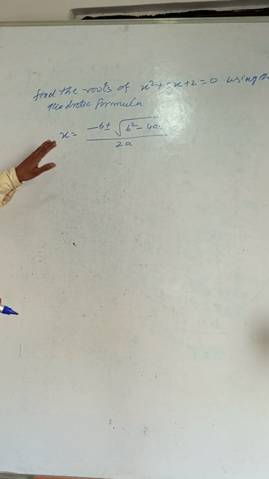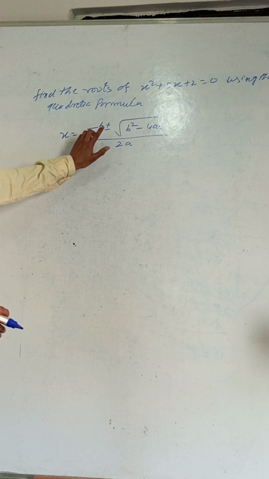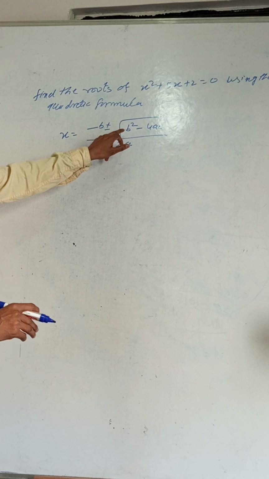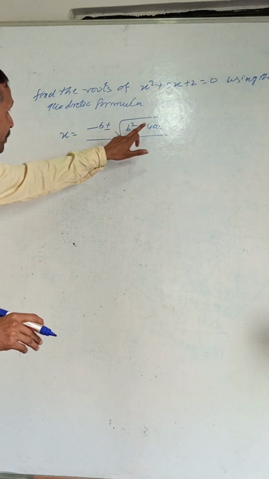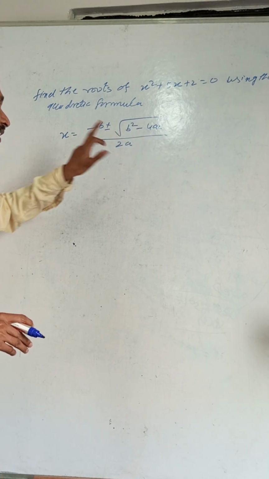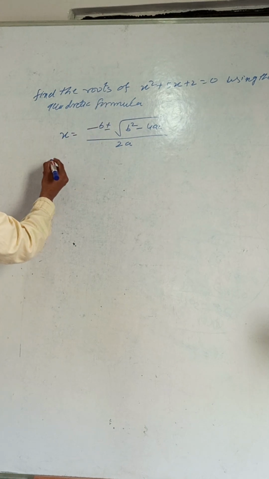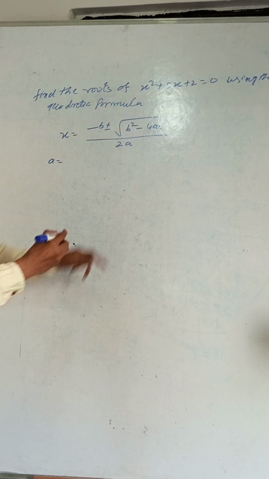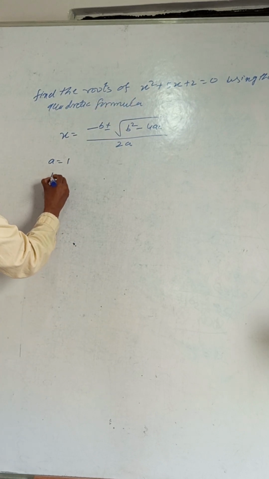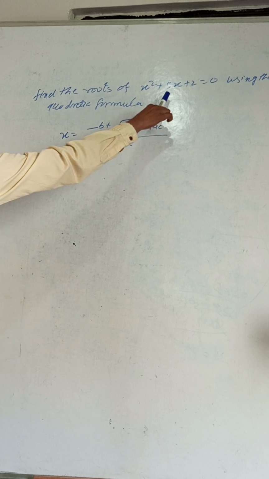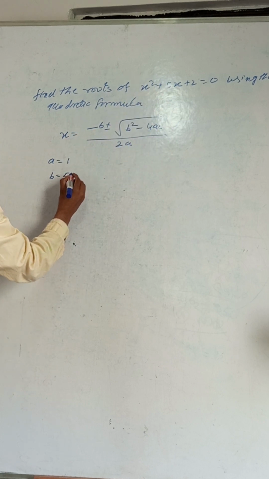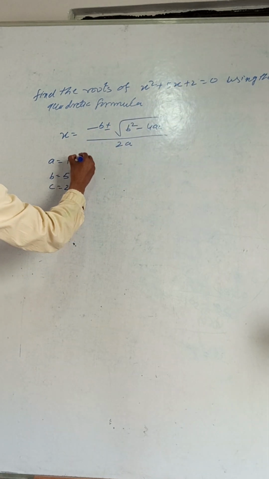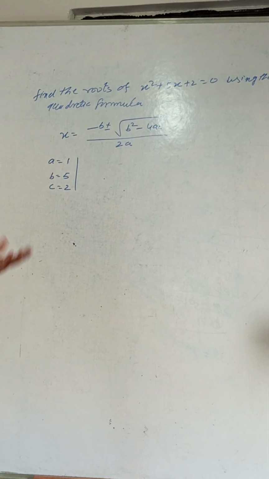Now, x is equal to minus b plus or minus root of b square minus 4ac by 2a. One time we will take the plus, one time the minus. Now what is the value of a here? Nothing is written, so we can write 1. What is the value of b, written beside x? 5. What is the value of c? It is 2. Now we know all the values and we just substitute them.